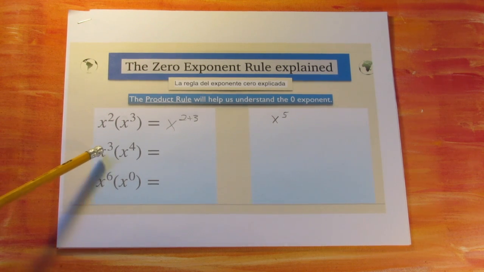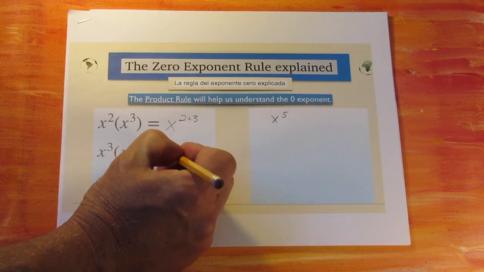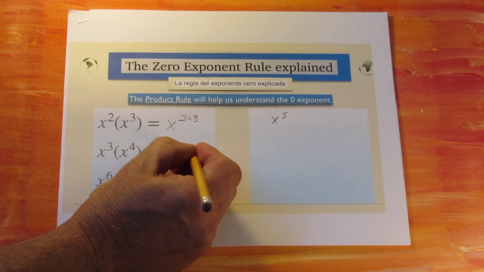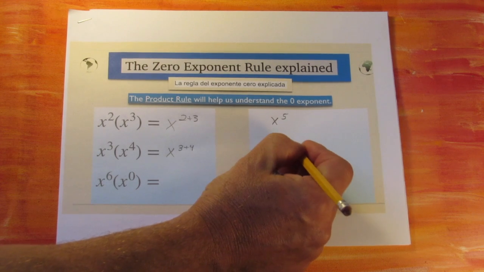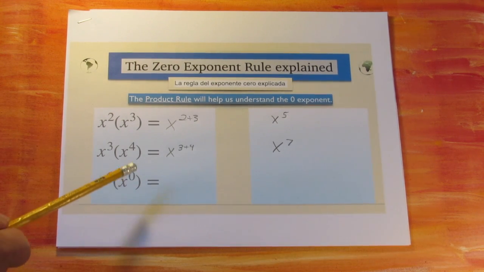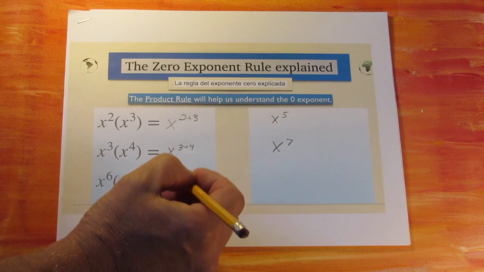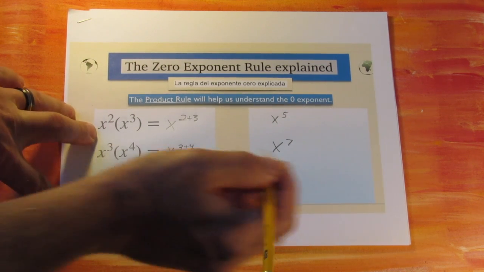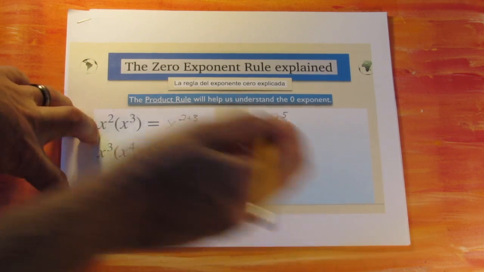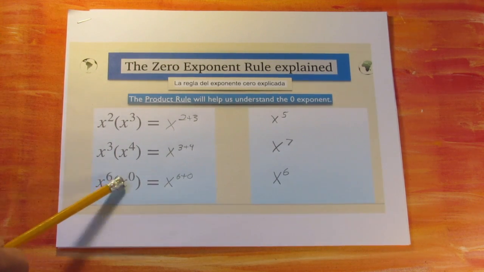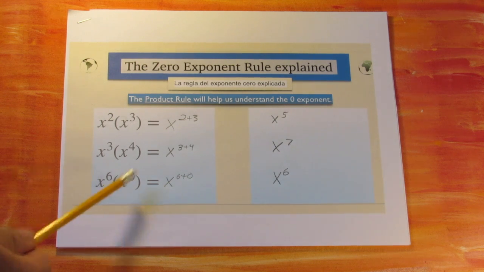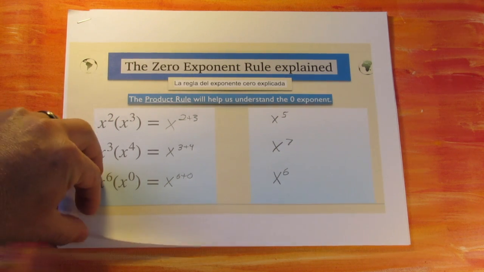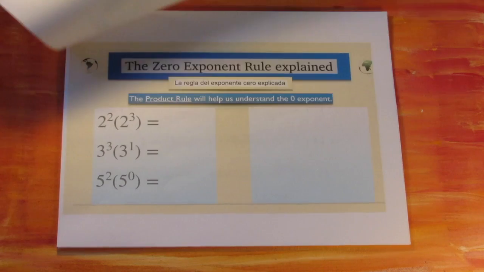So let's see what happens with this one. X to the third times x to the fourth is x to the 3 plus 4, which is x to the seventh power. Now when we have a 0 for our exponent on one of the variables, it'll be x to the 6 plus 0. And of course 6 plus 0 is 6. So that's going to help us understand what x to the 0, or any base to the 0 power, actually equals.